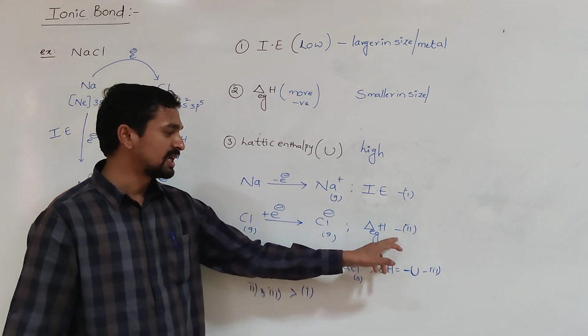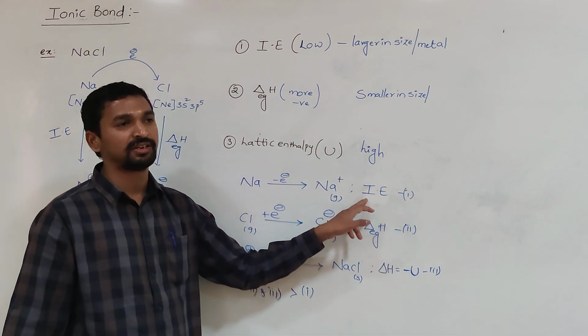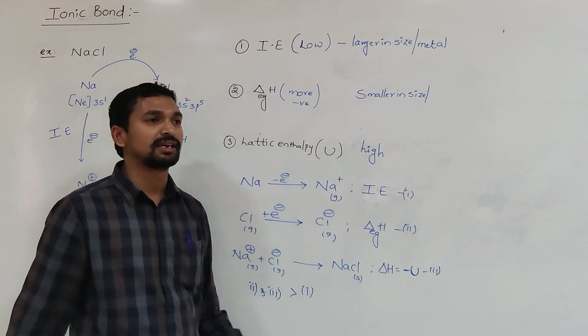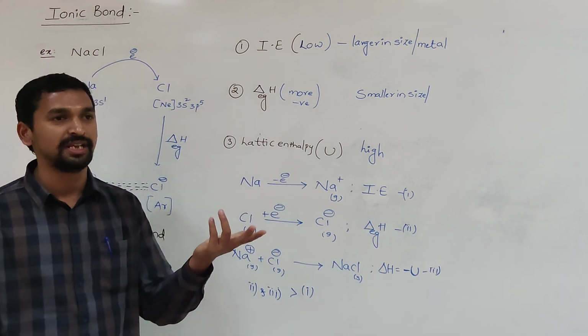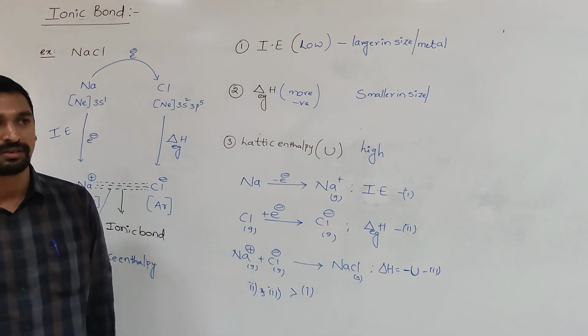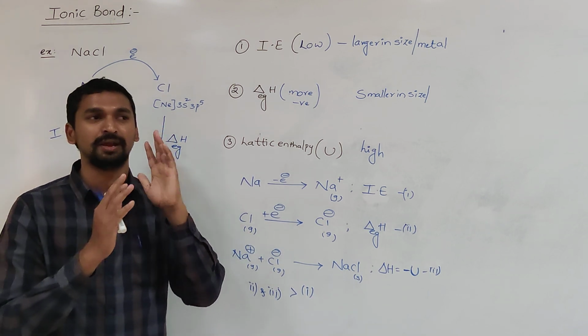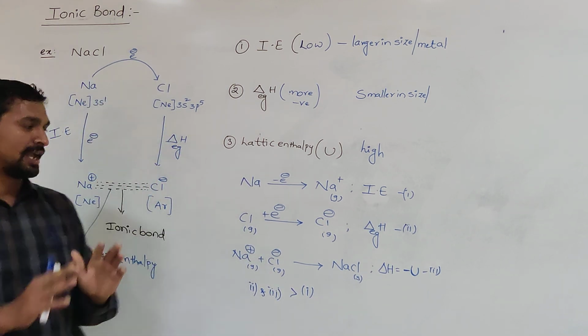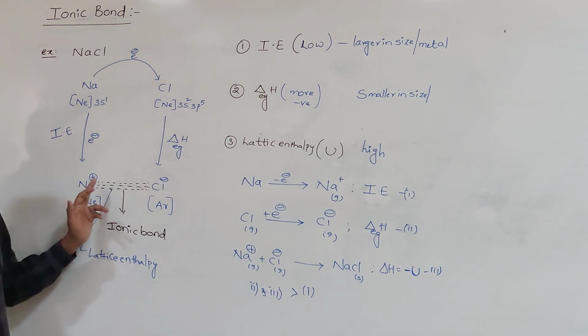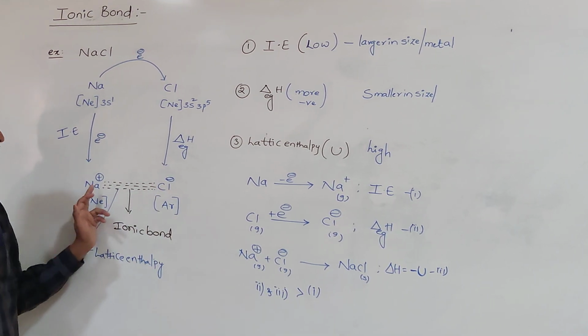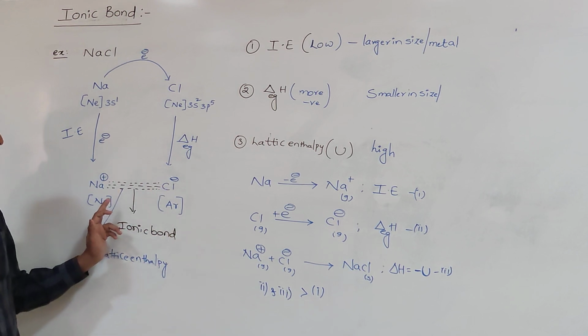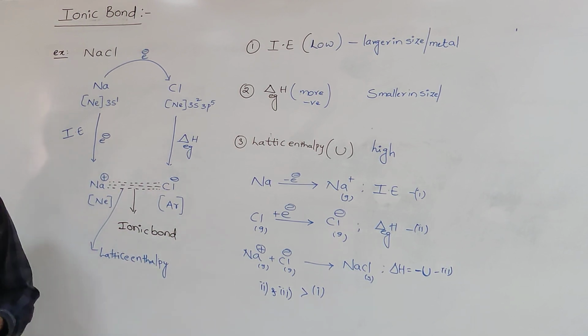Suppose the sum of the second step and third step is less than the first step, in that case the cation formation does not take place easily, so the ionic bond also does not form very fast. That's why here we say only these three statements. What is an ionic bond? An ionic bond is nothing but the electrostatic force of attraction which holds oppositely charged ions together.